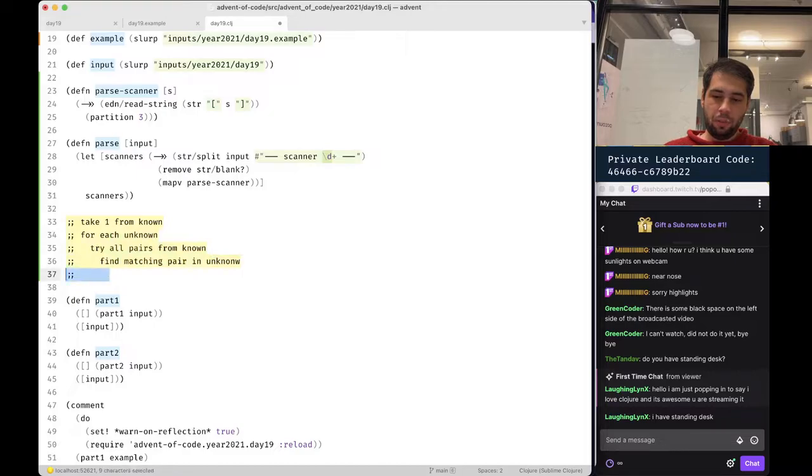Try and find matching pair. If we have matching pair, it means we matched 2 and 2.